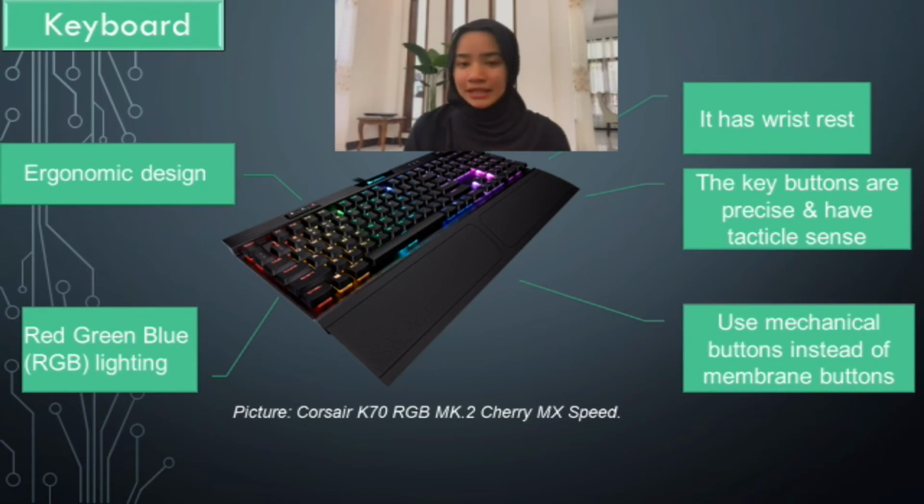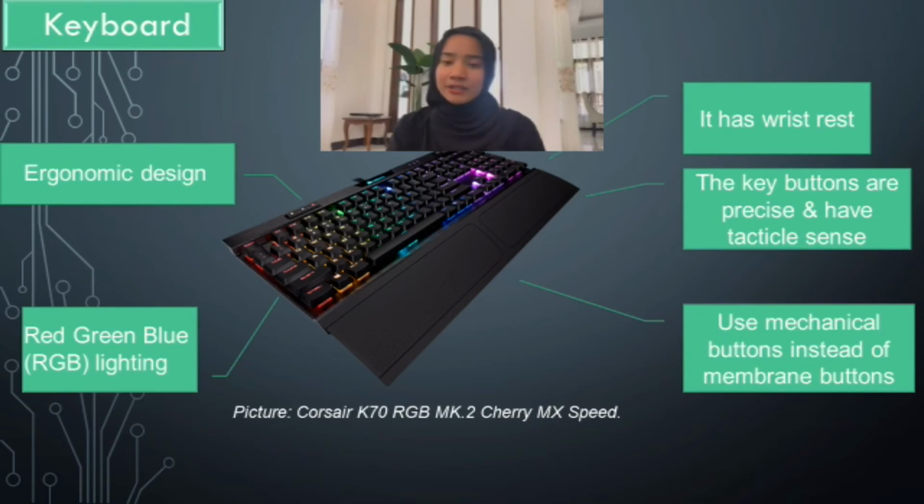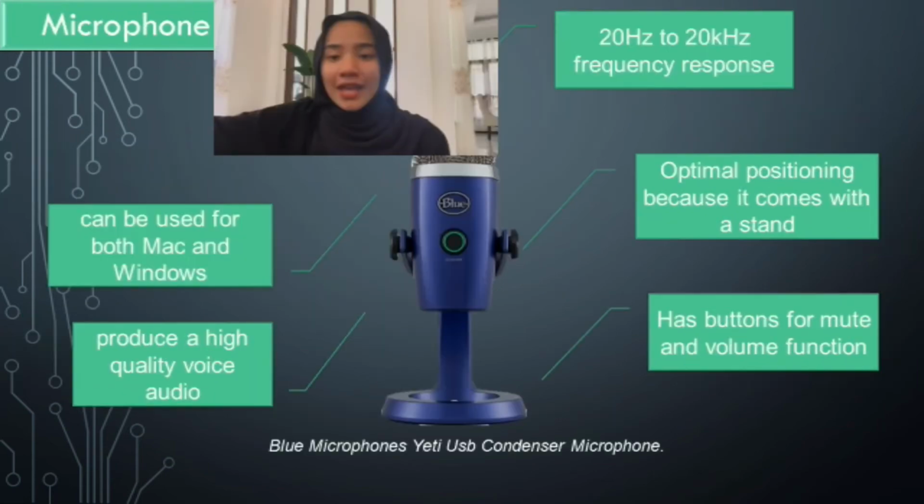The next one is the key buttons. The key buttons that we have on the keyboard are very precise, and they also have a tactile sense. Other than that, the key buttons use mechanical switches instead of membrane buttons. Lastly, it has RGB lighting, which is red, green, blue, to give better vision, especially when we have to do our work in the dark.